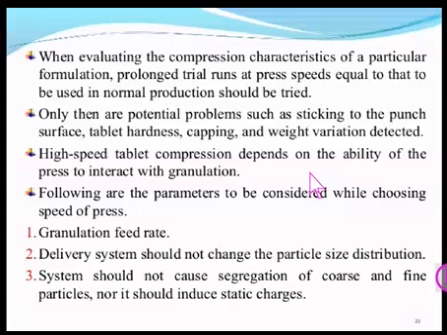So depending on that only, the success of getting the tablet would be there using the high speed tablet compression machines. So following are the parameters to be considered while choosing the speed of press. There are two, the given granulation material, how much maximum speed it can tolerate, it can withstand for giving us the good quality tablets. So the factors include the first one, the granulation feed rate.